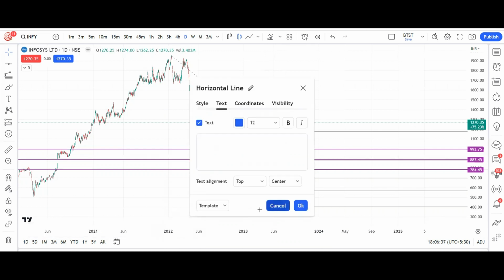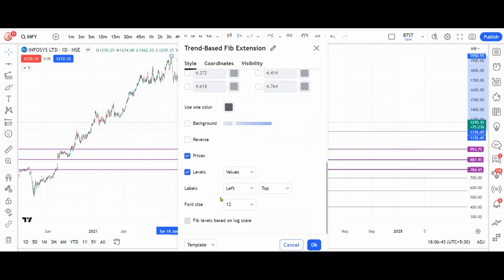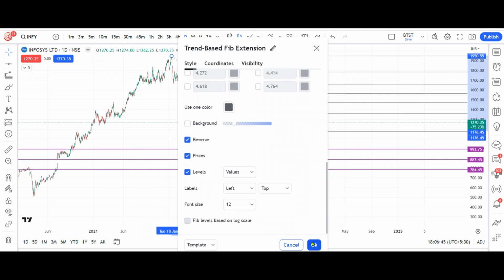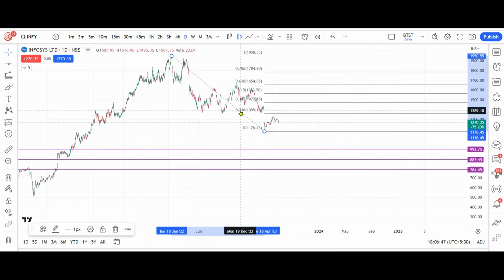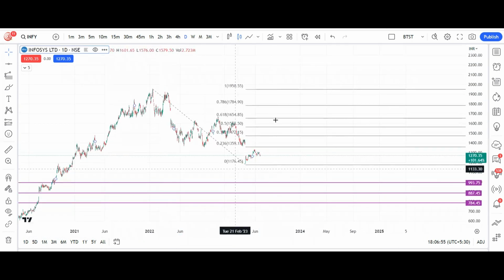So for the rise, what we can do is click this, come back and just click reverse. The moment you do that, you get your 23, 38, 0.5, 618, 786 levels. Okay. So this is how it will help you.